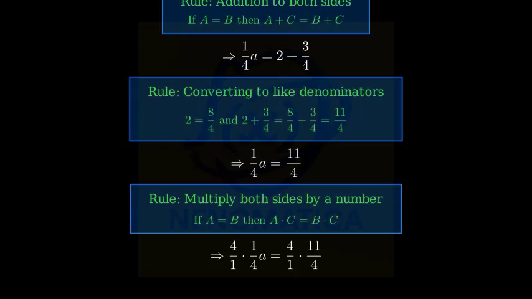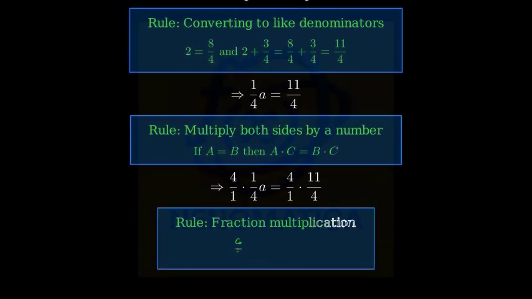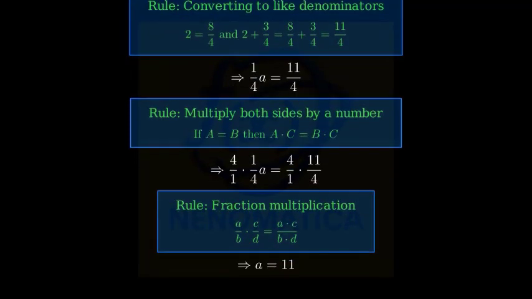Let's verify this by substituting back into the original equation. A minus 3 all over 4 equals 2. 11 minus 3 all over 4 equals 8 over 4, which equals 2. So our answer is correct.